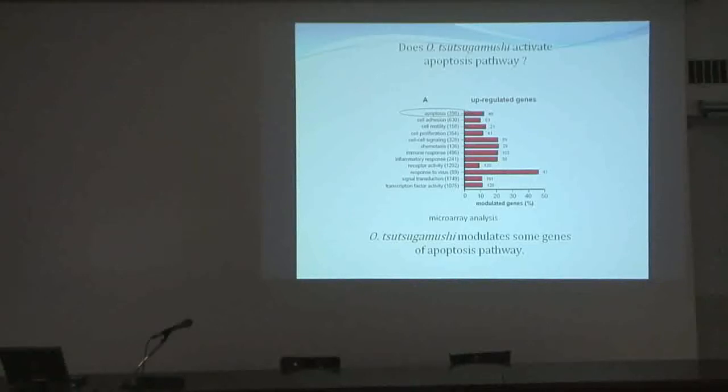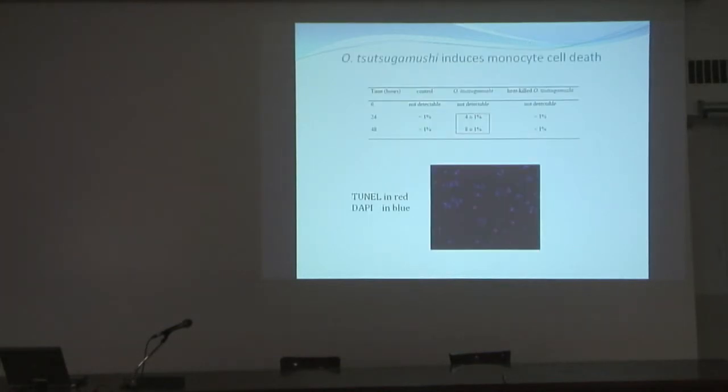In addition, according to Gotham analysis, Orientia can modulate some apoptosis-related genes. So next we study the cell death that is induced by Orientia. We study cell death by TUNEL assay that labels the DNA strand breaks in the nucleus of apoptotic cells.